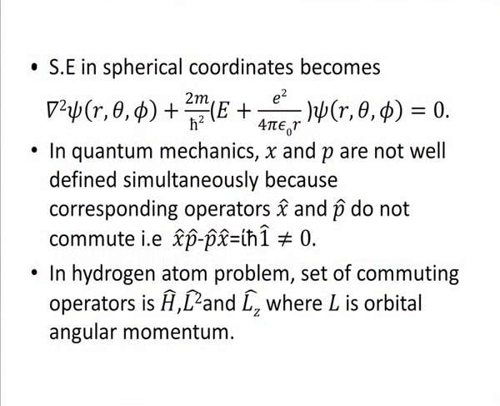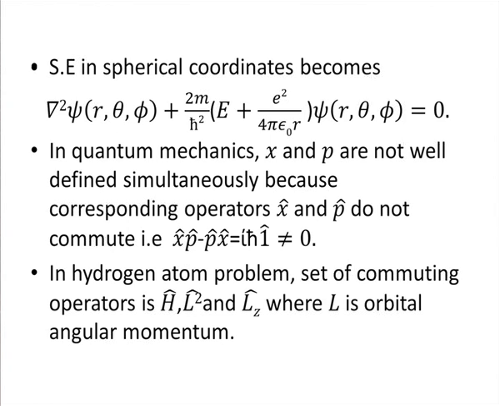x and p are examples of non-commuting operators. Their commutator x p minus p x is not equal to 0. That means we cannot define them simultaneously. Now, what happens in hydrogen atom?